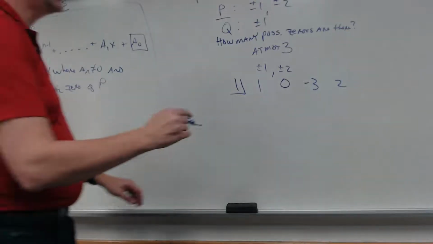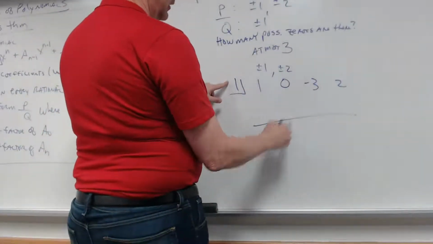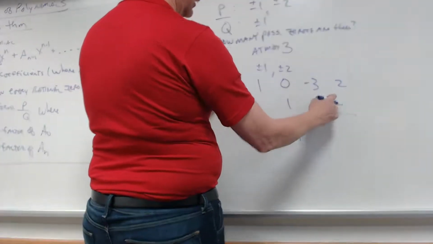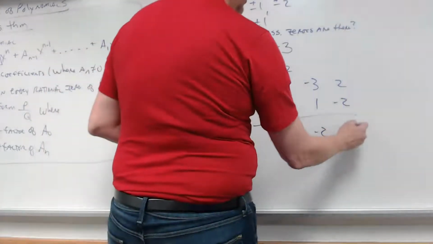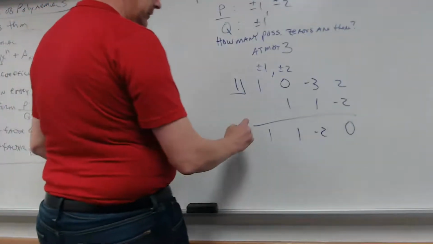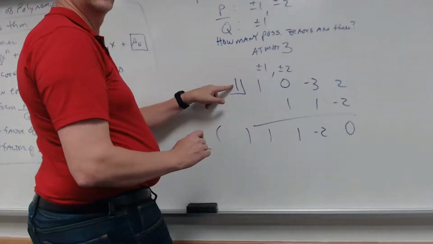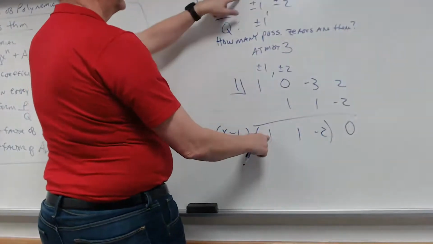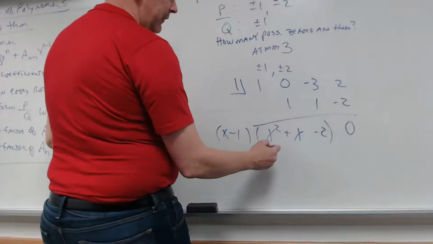All right, so Hallie, let's finish this off with synthetic division. We're going to get 1 times 1 is 1. 1 plus 0 is 1. 1 times 1 is 1. -3 plus 1 is -2. -2 times 1 is -2. 2 plus -2 is 0, and we got lucky. We got a 0 there, right? So 1 is a zero. How would I write that as a factor? x minus 1. And then this is the rest. What does this represent? x squared plus x minus 2. Can we factor this?